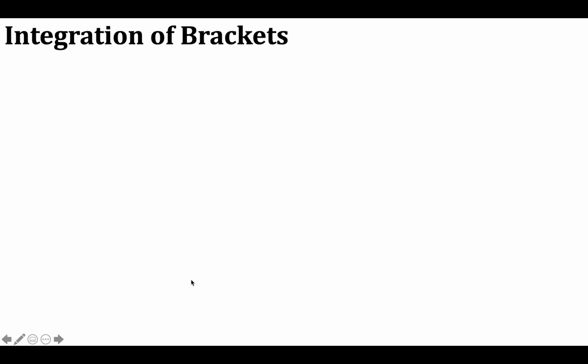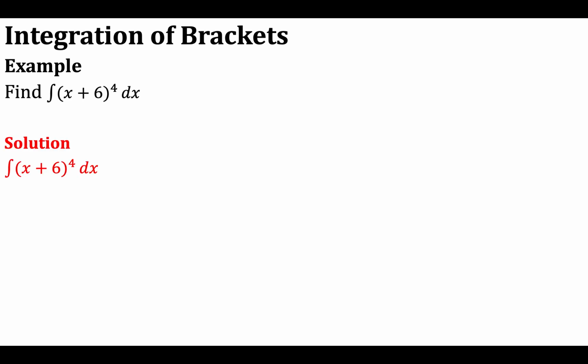Okay, so let's have a look at an example. We've got the integral of x plus 6 all to the power 4, and we want to integrate with respect to x. So my bracket is raised to the power 4 at the moment, so that means when I integrate it's going to be raised to the power 5, and I'm dividing by 5, and I need to add on my constant of integration. And that there is my final answer.